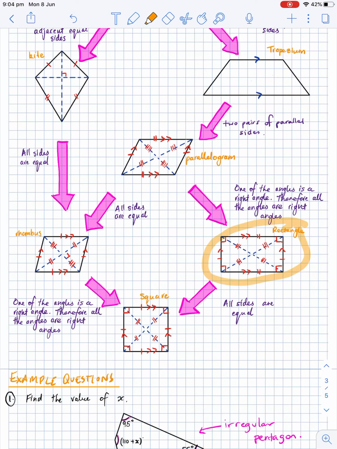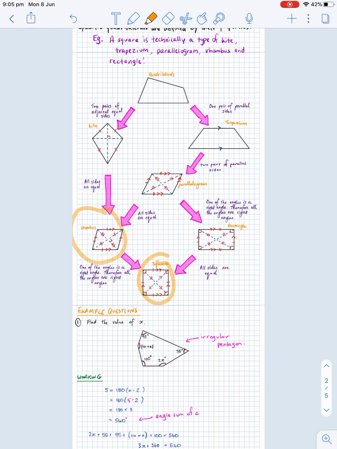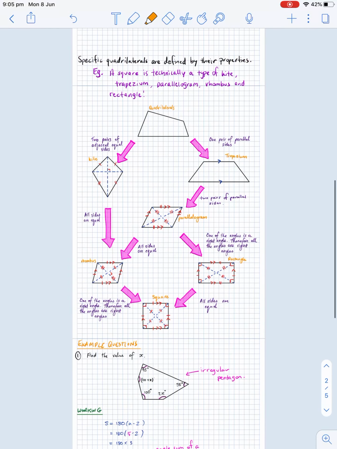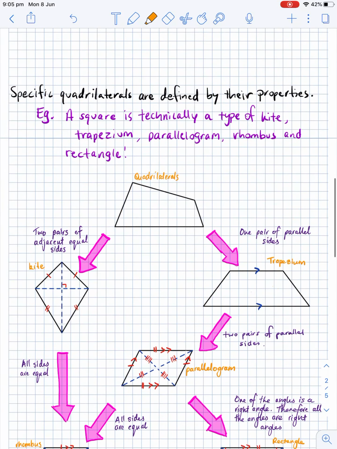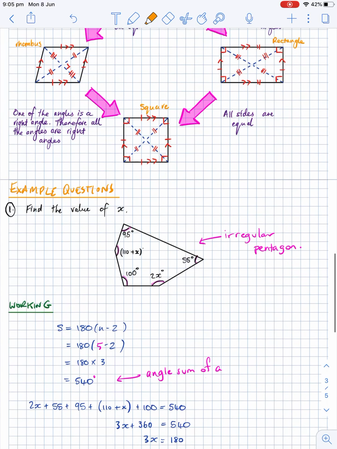Say if you've got a rectangle which has all sides being equal, then suddenly you get a square. And say if you have a rhombus that has one of its angles being a right angle, then suddenly you get a square as well. So a square is technically a type of rhombus, rectangle, parallelogram, trapezium, kite, and quadrilateral all at the same time, which is very strange, but it's the case.